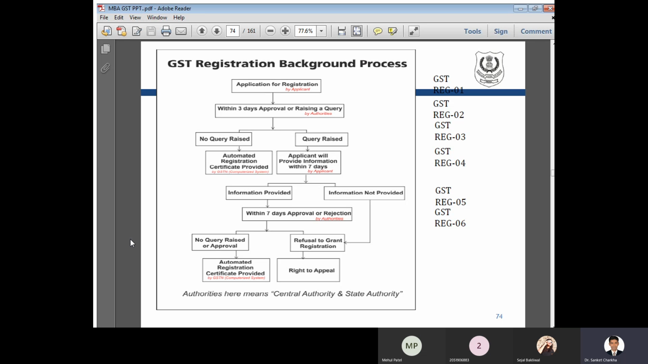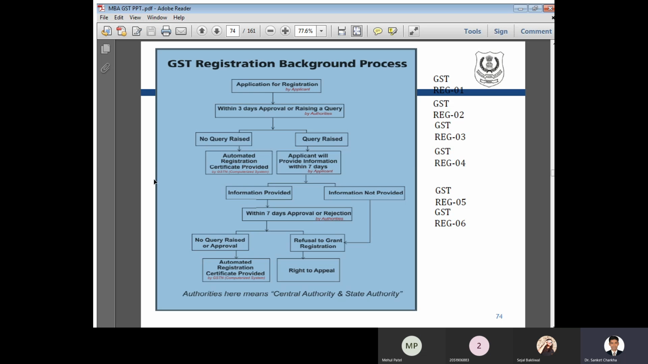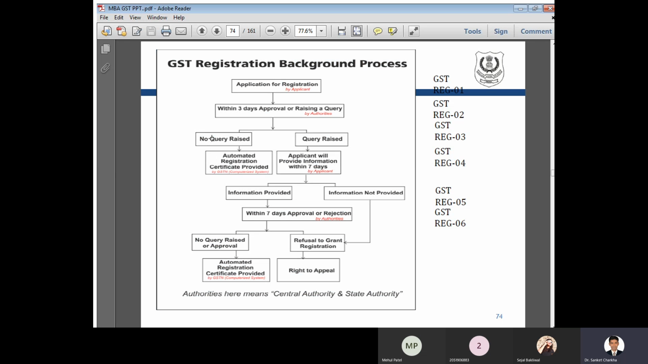So the authorities may raise a query, and accordingly you have to comply with it. Now there are two ways: a query may be raised or a query may not be raised. If a query is not raised, then the further process starts. That is, an automated registration certificate is provided by the GST computerized network. So if there is no query in your application or documents, you get an automatic certificate.